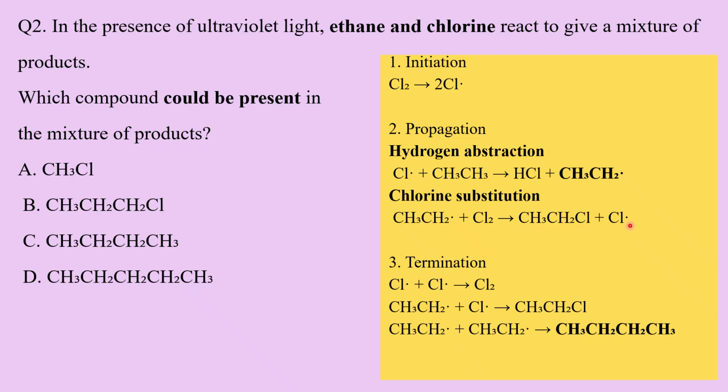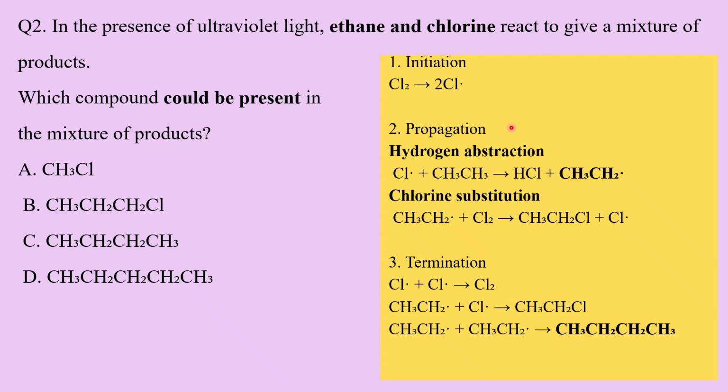Now this will continue till the whole reactant gets exhausted, and once the whole reactant gets exhausted, the reaction will undergo termination. Whatever free radicals are present in the system combine with each other and terminate the reaction, so that there are no more free radicals present in the system. After doing this, here we have the mechanism.